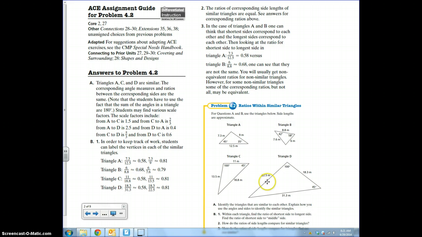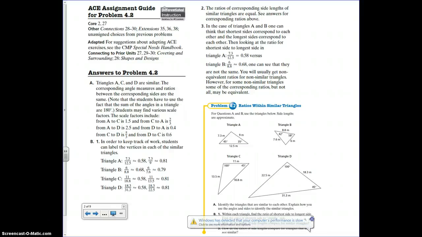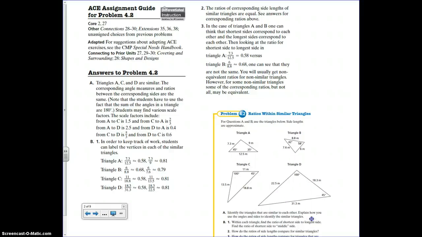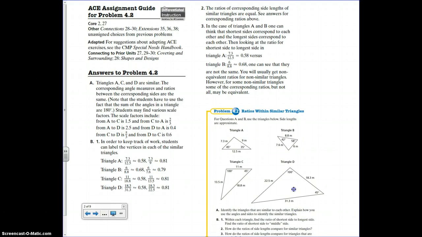And B3, let's see what it's asking us here. B3, it says A and B, short sides correspond to each other and long sides correspond to each other. So the ratios are not equal when the triangles are not similar.